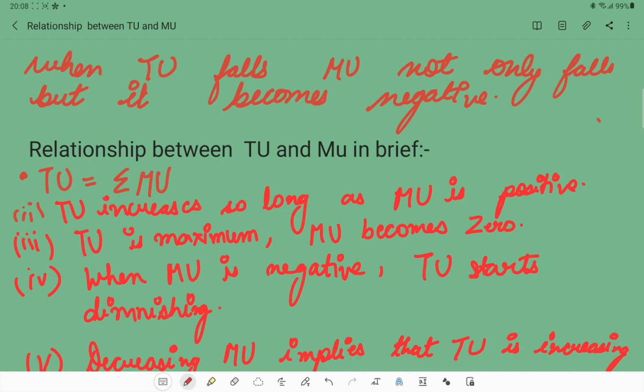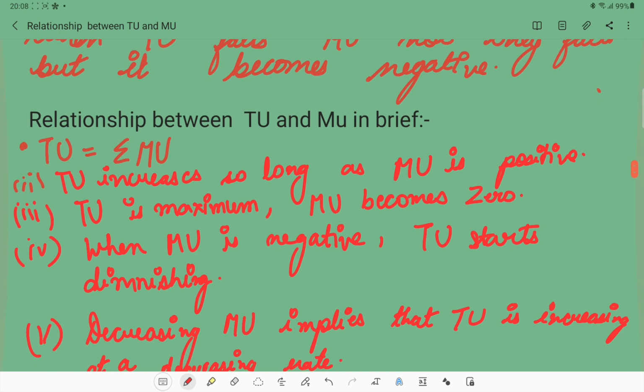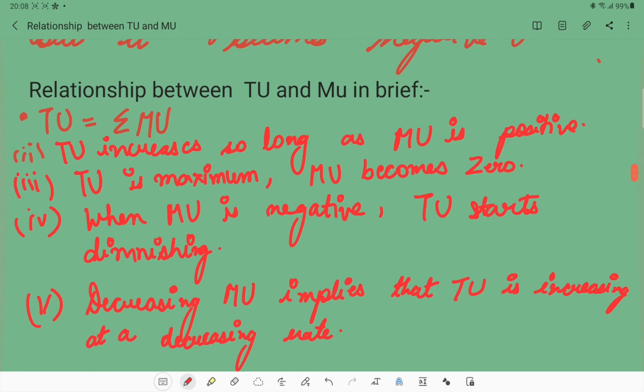So I'm going to explain it with the help of a graph as well as a table. So be prepared. Firstly, learn all these basic concepts that you should be aware of before starting with the consumer equilibrium concept.